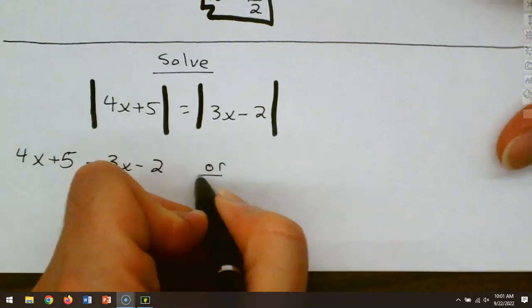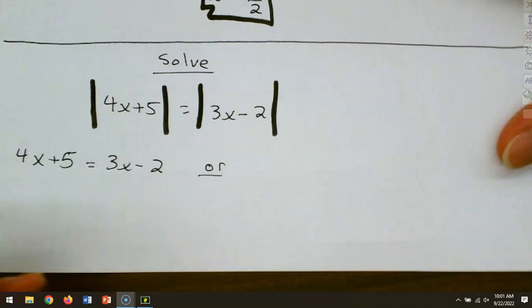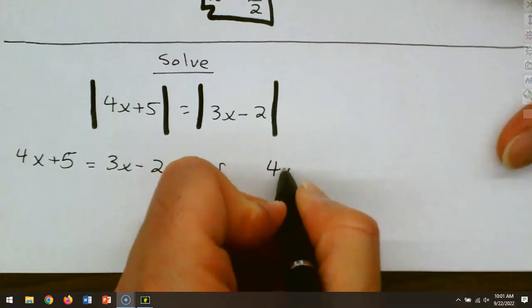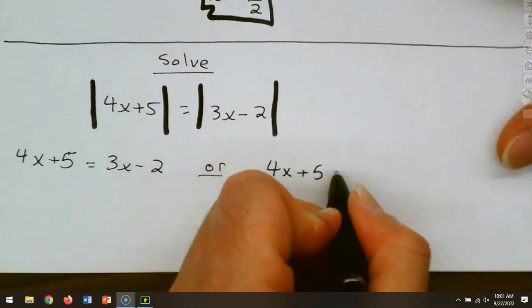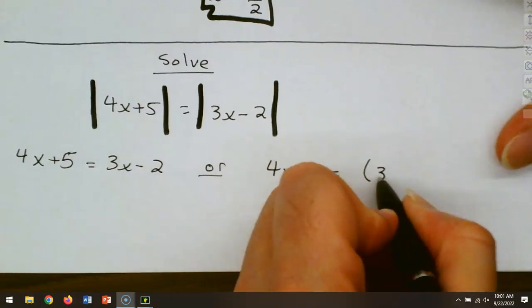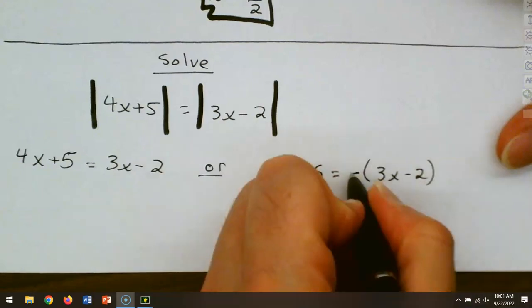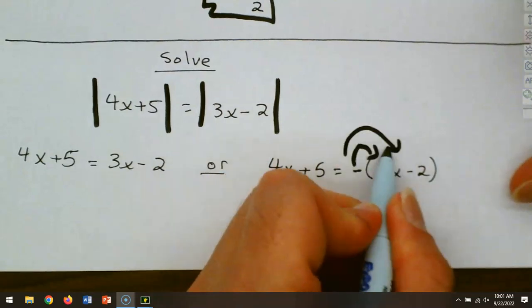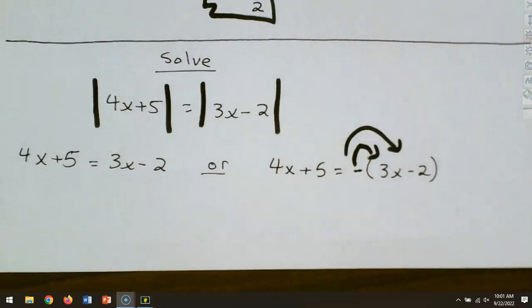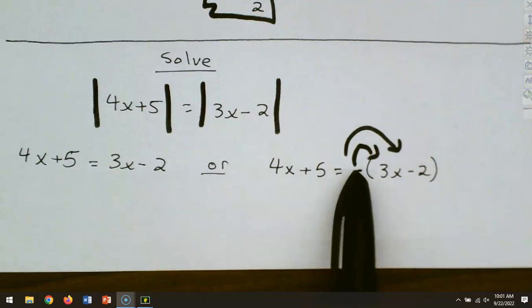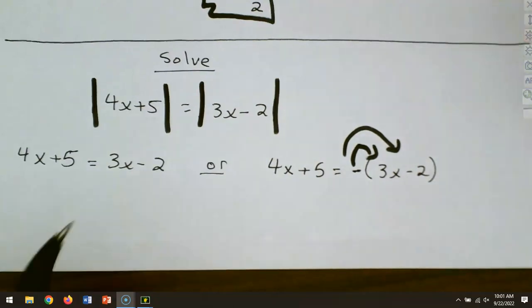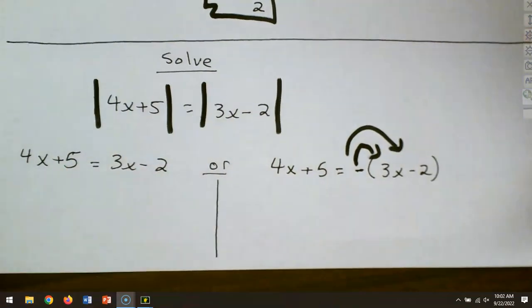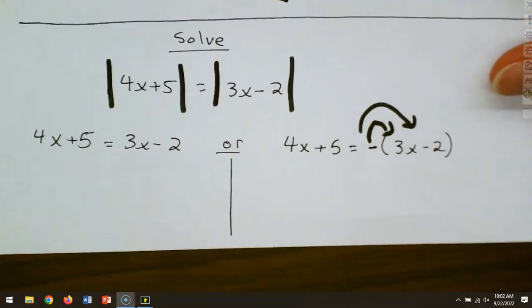What's the other one? Okay, well, the other one, what we do is we keep the left-hand side the same. So 4x plus 5 equals. We take the right-hand side and we put a negative in front because that is going to force us to change the signs. So one of them, we just drop the bars, easy enough. The other one, we have to distribute a negative through on the right-hand side. So let's go ahead and work this out quickly here. Shouldn't be any problem to do.